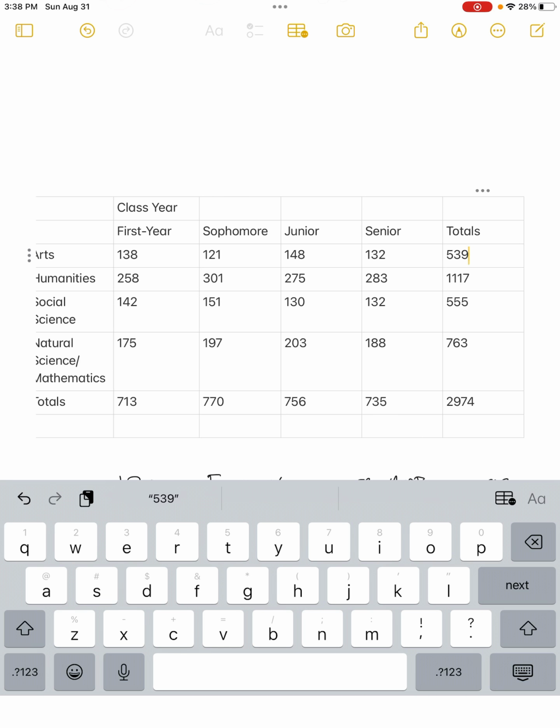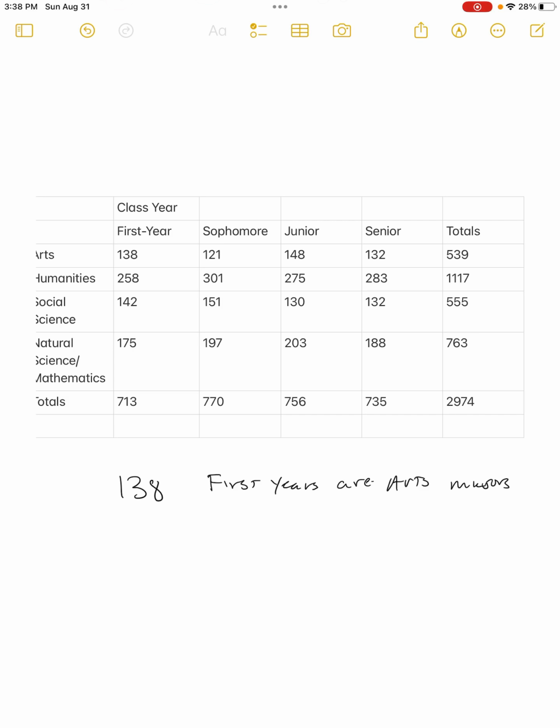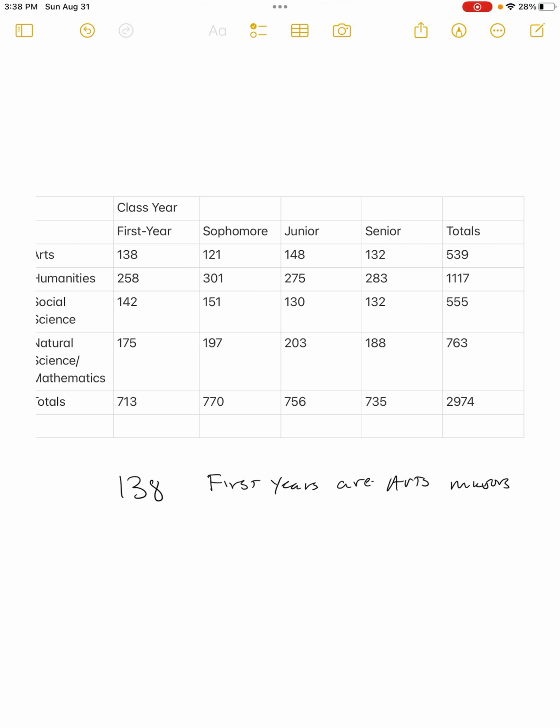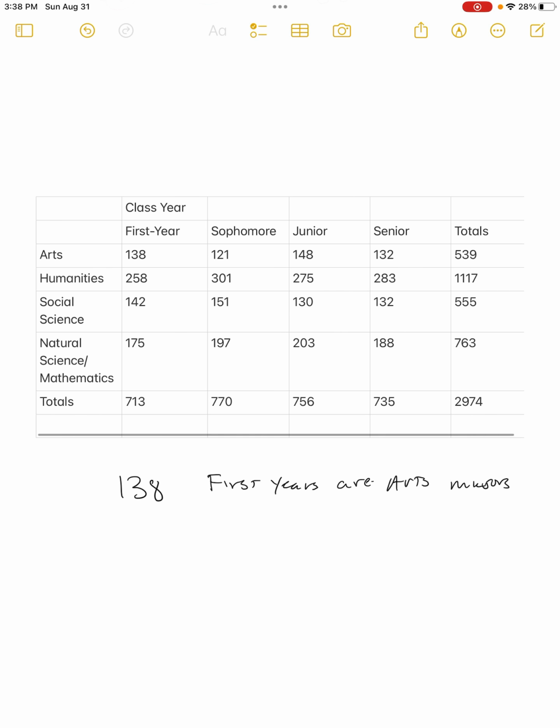This 539 way down here is the total number of art majors there are. This 1,117 right below it is the total number of humanities. 2,974, that's down here, is the total of everyone that they talk to. So everyone in this school totals 2,974. So they could ask a question like this.